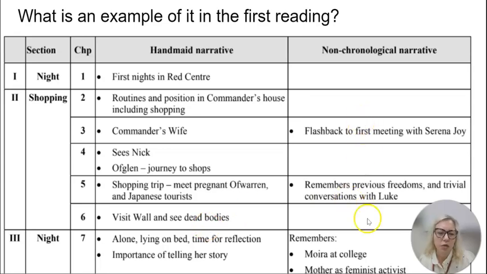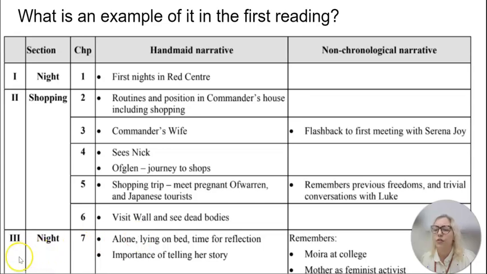But these things are also mentioned in this section, and these are memories that Offred has. She's got a flashback to her first meeting with Serena Joy. So Serena Joy is in the Gilead regime. At this point, actually we'll hear about her in the time before, but not yet. So it's not the time before Gilead, but it is before right now. All right, before the 5 weeks into the stay at the new placement. All right, we also hear about her remember about previous freedoms and trivial conversations with Luke.